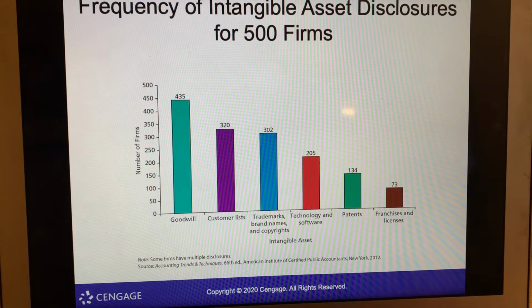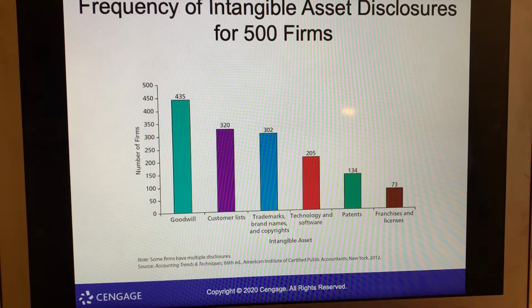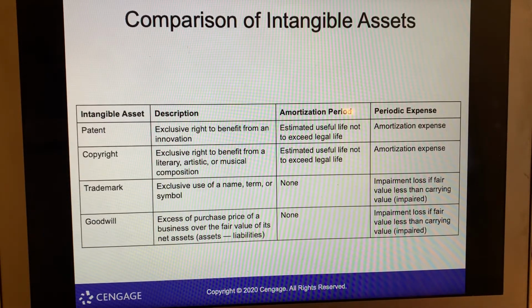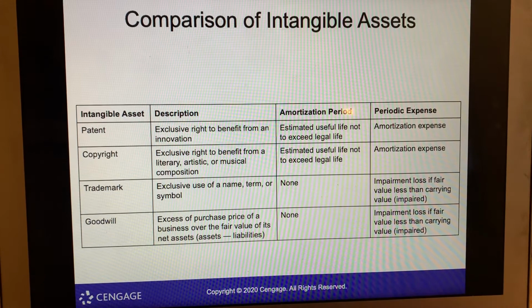So here's a frequency of intangible asset disclosure for 500 firms. So number of firms, goodwill, 430. So I'll go ahead and let you look at that, okay? Comparison of intangible assets. Here's what it looks at. Your different intangible assets, the description, amortization period, and then periodic expense. Keep in mind all these expenses usually go to the income statement. So I'll let you look at that as well.